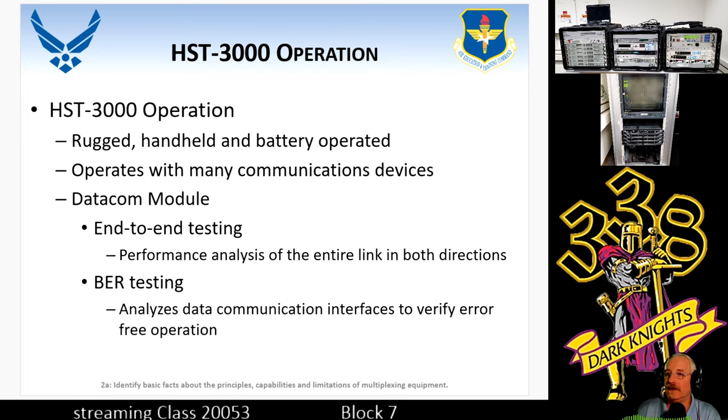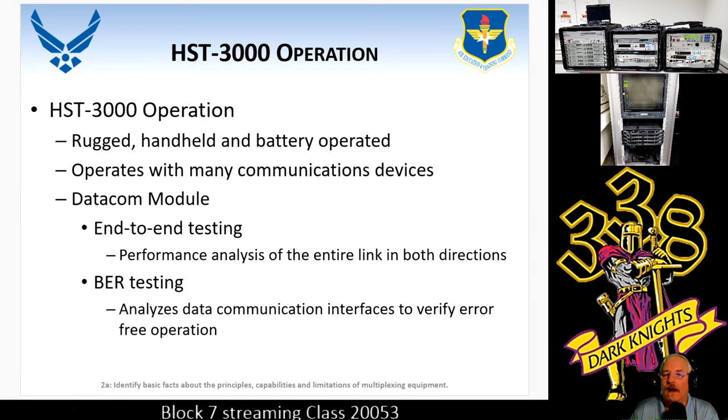Now, let's look at the HST-3000, which is the actual BERTS that you guys were using. You can purchase this off of eBay for about $3,000. When it was brand new, you're looking at about $5,000. As you well know, technology increases every year, if not every 6 months, if not every 3 months, and so forth and so on. There's newer models, but right now, the HST-3000 does what we need it to do, so we'll keep using it. It is a tough little piece of equipment. It's rugged, handheld, and battery operated. It does end-to-end testing and bit error rate testing.